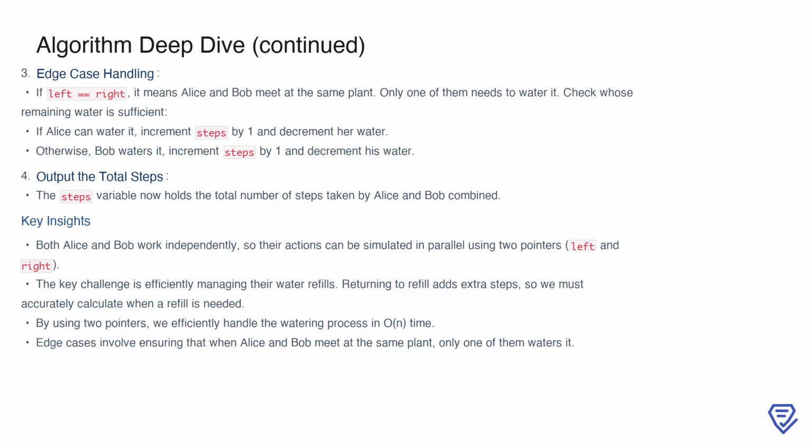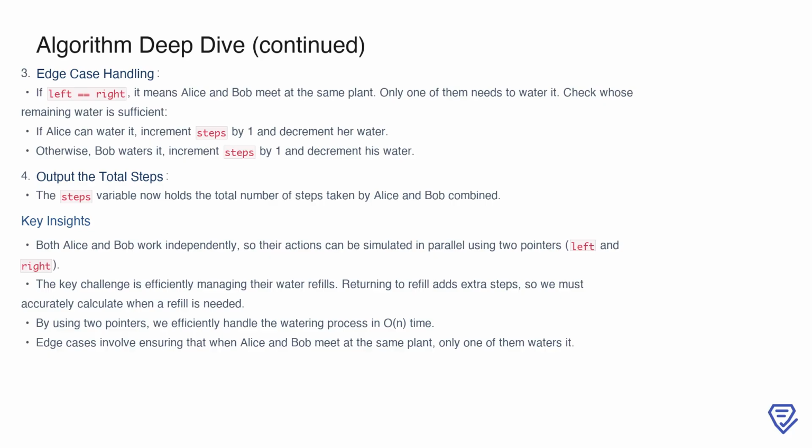Only one of them needs to handle this plant, so we check whose remaining water is sufficient. If Alice can water the plant, she does so, and we increment the total steps by 1. Otherwise, Bob waters the plant, and the steps are incremented similarly. At this point, all plants will have been watered. Finally, after processing all plants, the value stored in the steps variable represents the total number of steps taken by Alice and Bob combined. This approach ensures that every movement, whether forward or back to refill, is accurately accounted for.